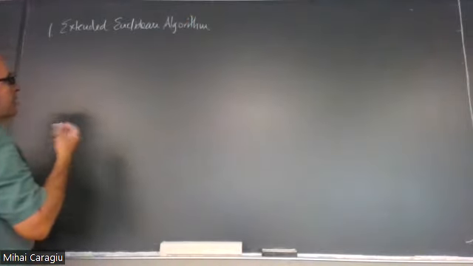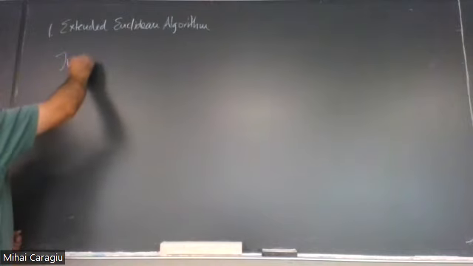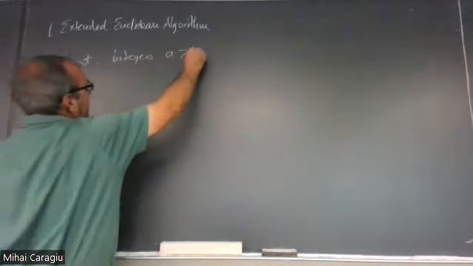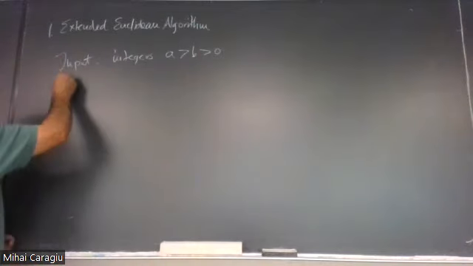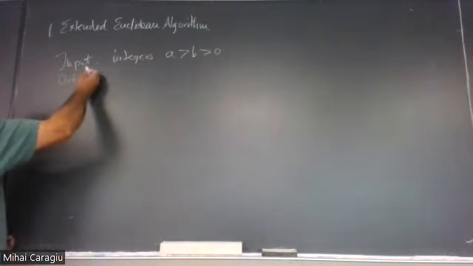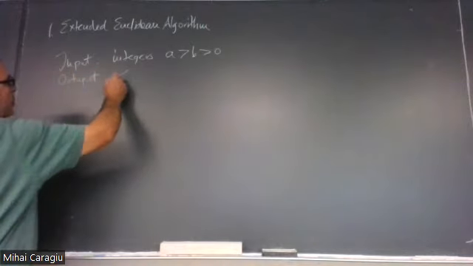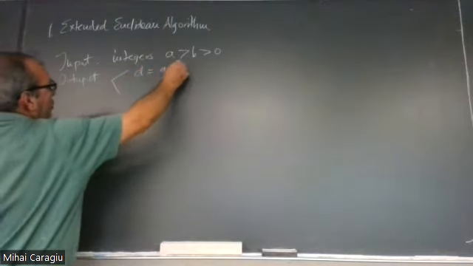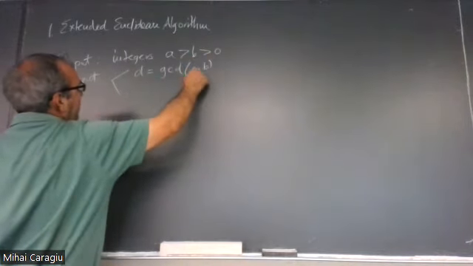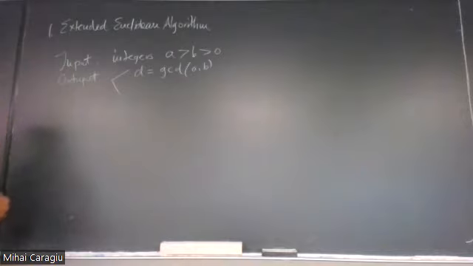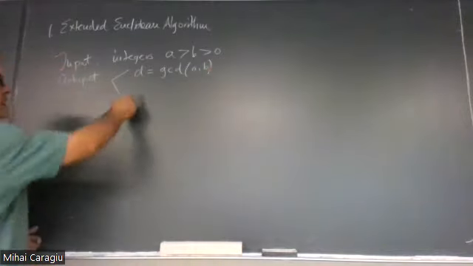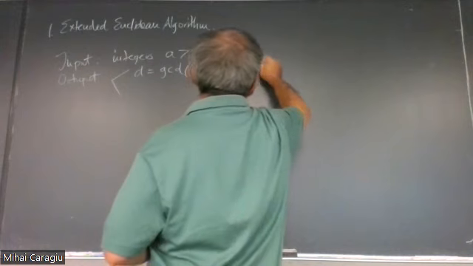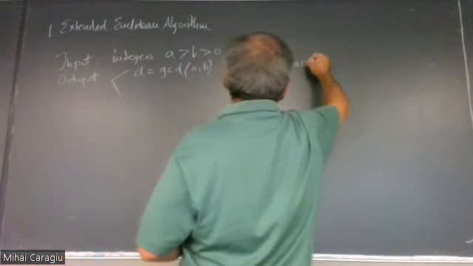So how can we think about this algorithm? The input is integers a bigger than b bigger than 0. The output of the algorithm, because it's extended, has two levels. First of all, it produces d, which is the greatest common divisor of a and b. So far, that's the Euclidean algorithm. Now, that's why it's called extended. In addition to producing the greatest common divisor, GCD means greatest common divisor.